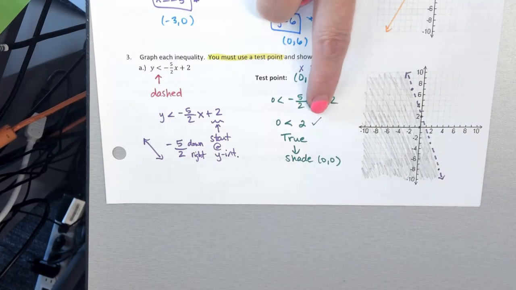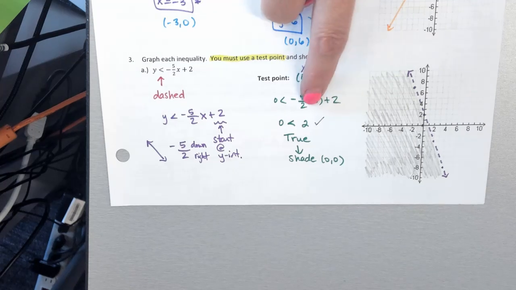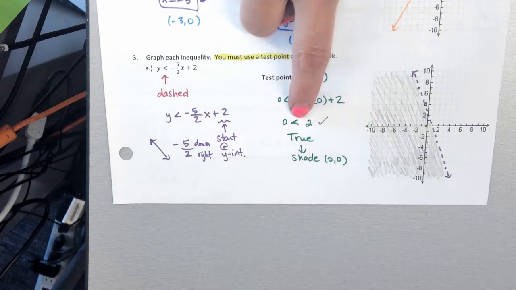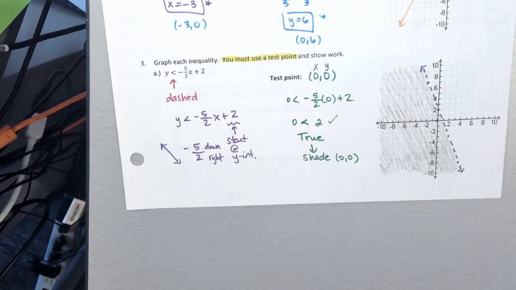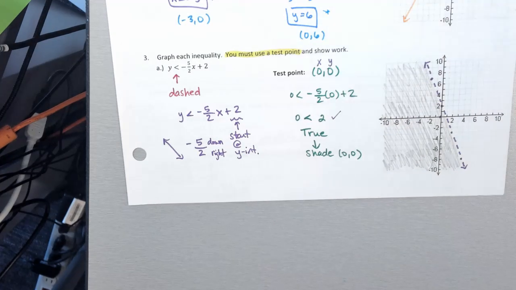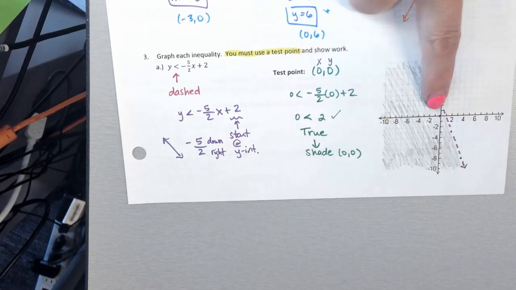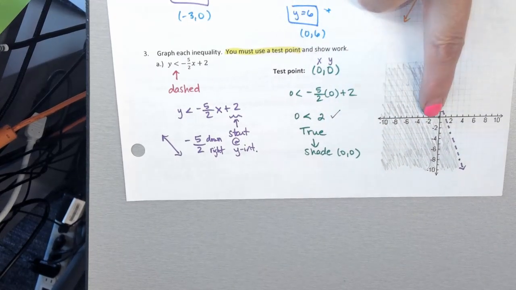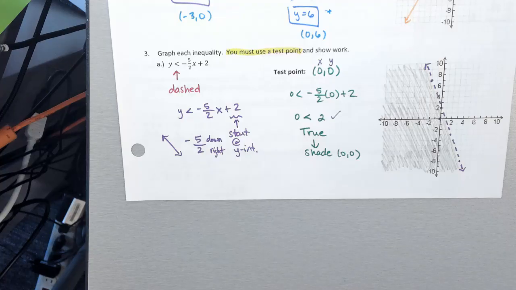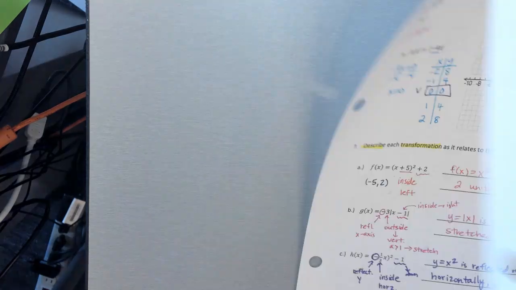I'm okay if you put a check for true, or if you write true. If it was false, you put a slash through it, and you could write false. Okay, but you do need to make it clear if it is true or false, and have a simplified inequality there. Okay, and then based on if this is true or false, if it's true, you're going to shade where the point is. If it's false, you shade where it is not. All right, and then let's look at part B. So part B has the same directions there.